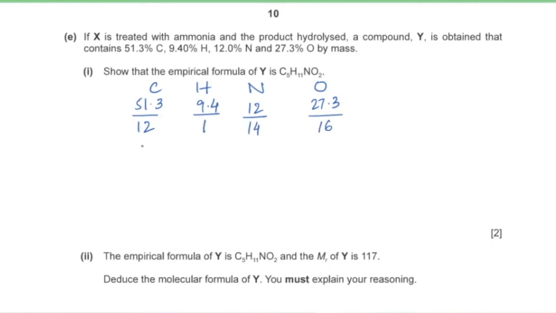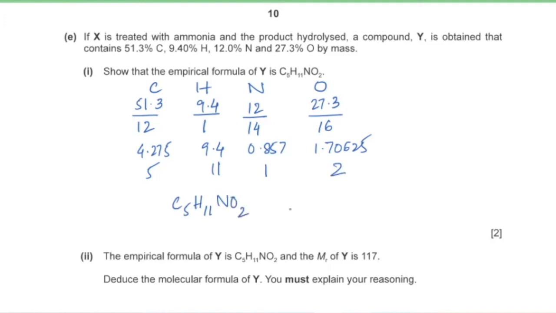So 51.3 by 12 is 4.275. 9.4 by 1 is 9.4. 12 by 14 is 0.857. And 27.3 by 16 is 1.70625. Now you need to divide all these by the smallest here. So all of these will get divided by 0.857 to get the smallest whole number ratio. So 4.275 by 0.857 is 5. 9.4 by 0.857 is 11. 0.857 by 0.857 is 1. And 1.70625 by 0.857 is 2. So this proves that C5H11NO2 is the empirical formula for structure Y.